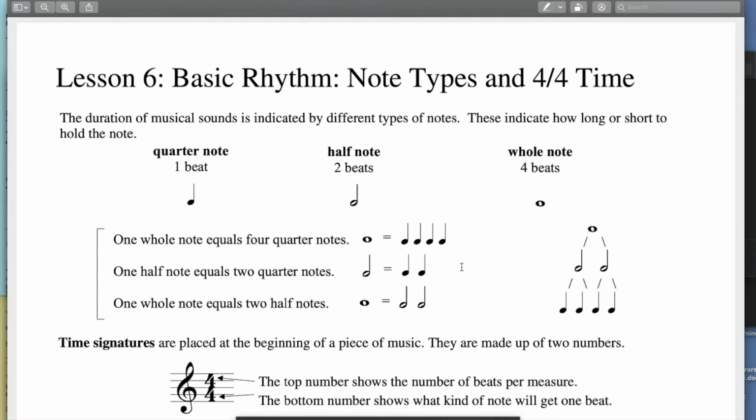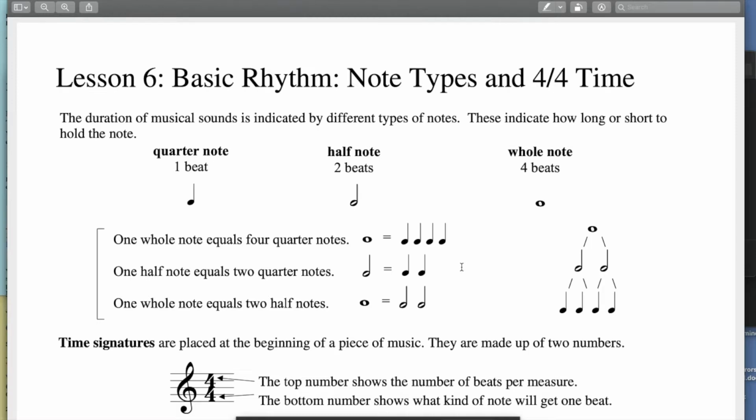The next bit tells you about how different amounts of whole notes relate to each other. So like we think whole as in the whole of the entirety of something. It takes up a whole measure of 4/4, which means 4 beats. Half note takes half a measure, quarter note takes quarter of a measure.